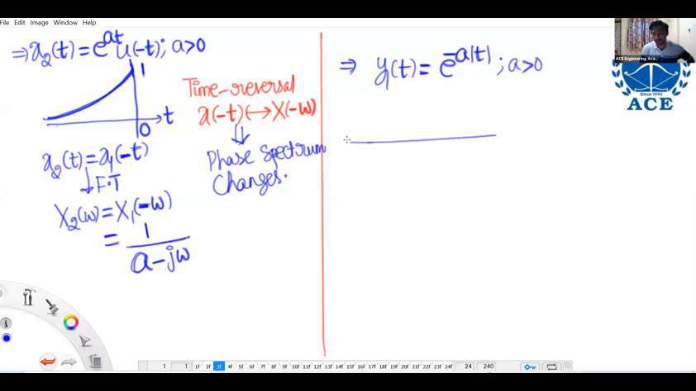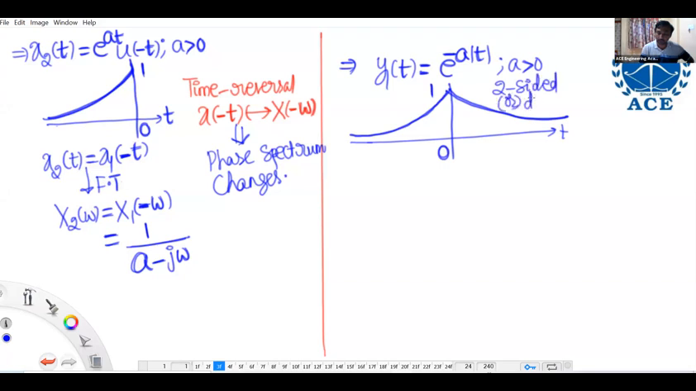Sum of decaying and growing exponential is a double-edged exponential, also called a two-sided exponential. Double-edged means both sided. It is the sum of decaying and growing. It looks like the sum of decaying and growing, or not? Okay.